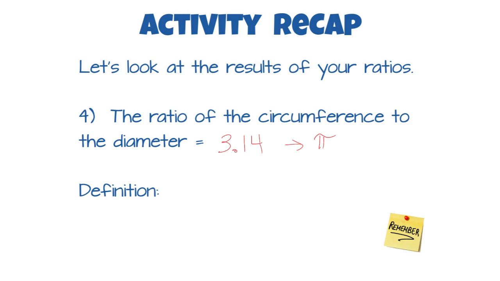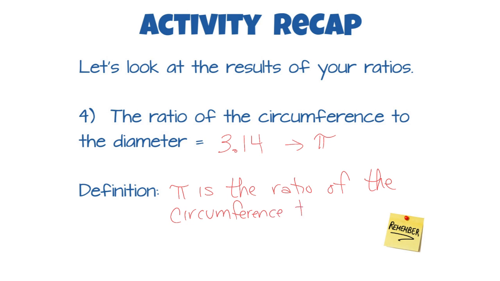And that did not matter if you had a small can, big can. The circumference divided by the diameter should always end up equaling pi. And that's actually the definition of pi. Pi is the ratio of the circumference to the diameter.